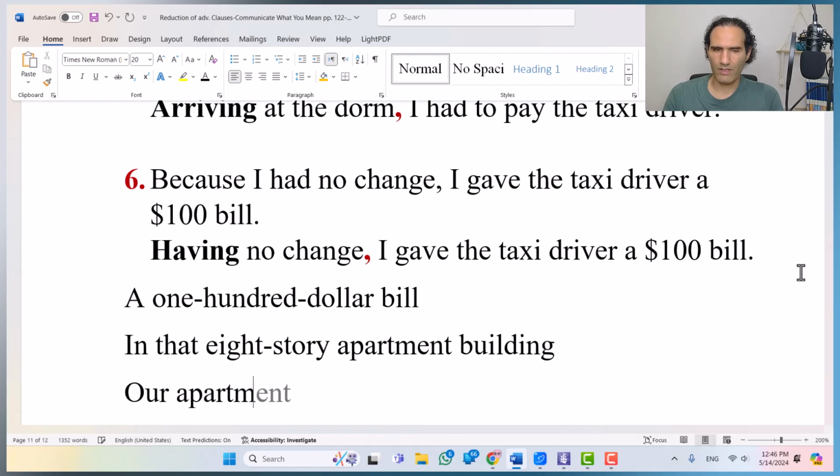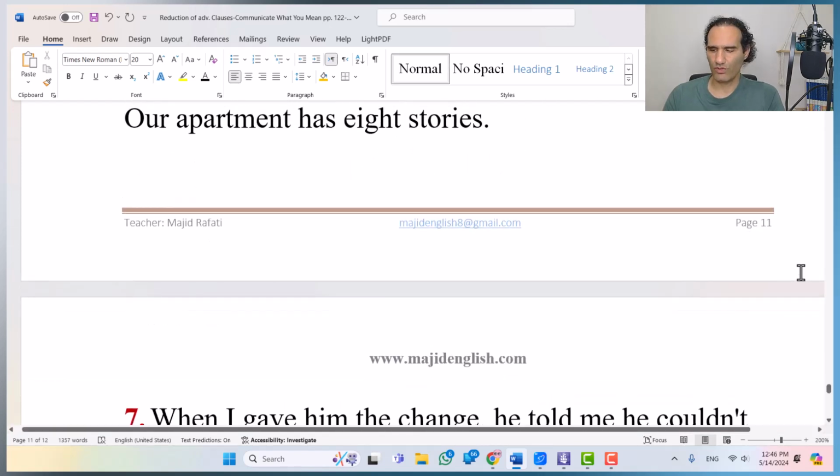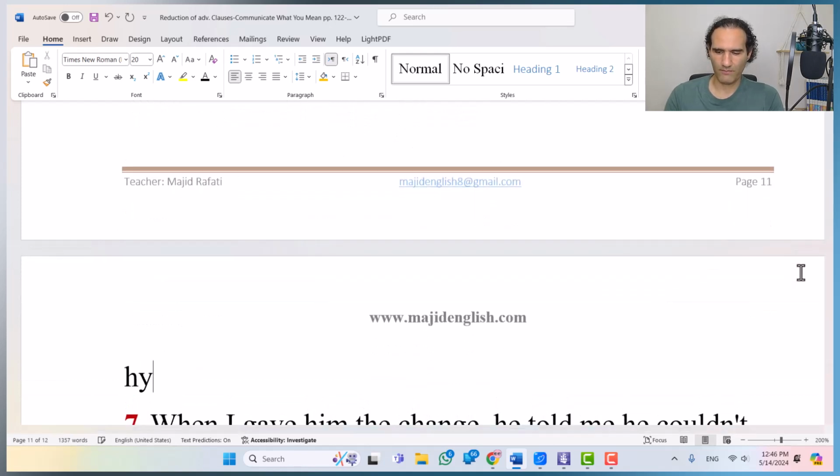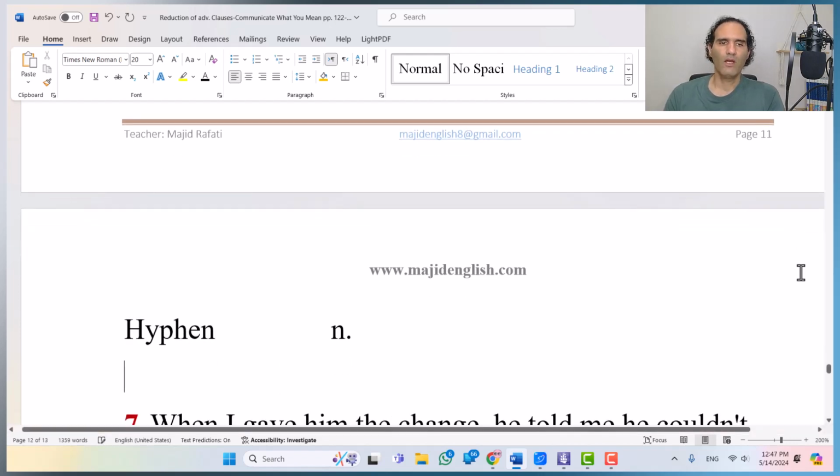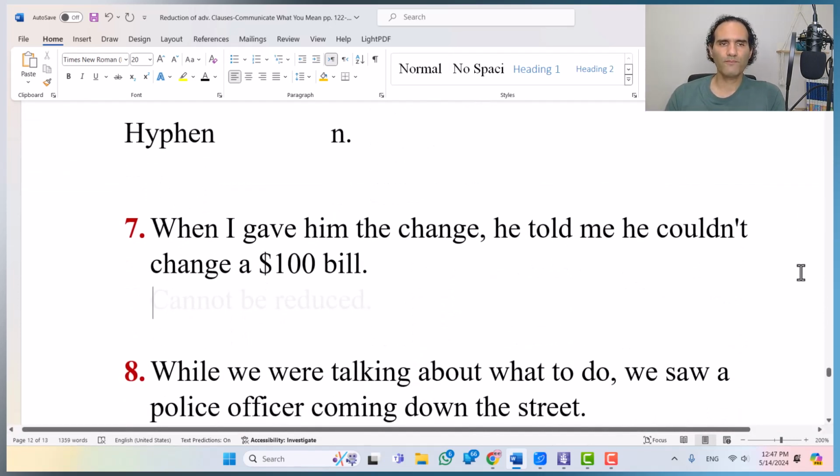Our apartment has 8 stories or 8 floors. But it is an 8-story apartment building. You got it? Hyphenated adjectives. How do you spell hyphen? Hyphen. I just put it down for people who want to go and search for more examples. Hyphen. Okay, going back to our story.